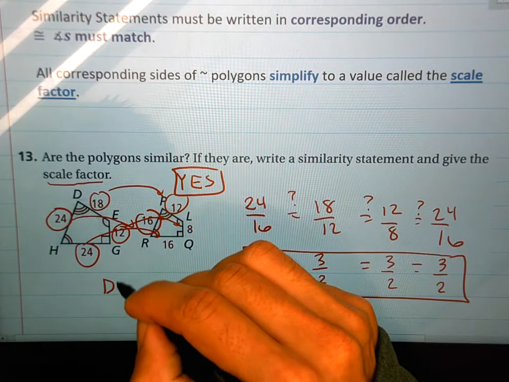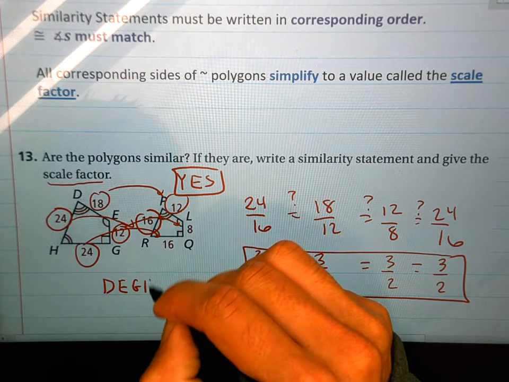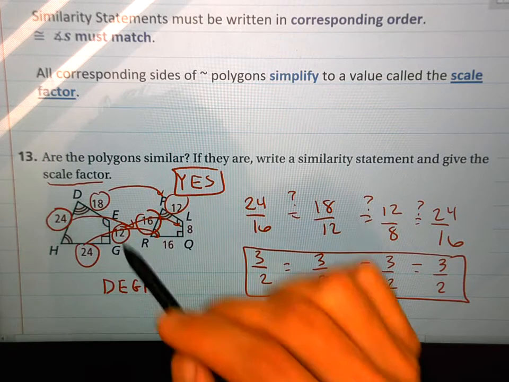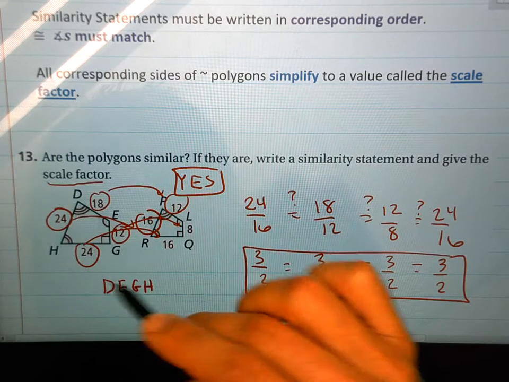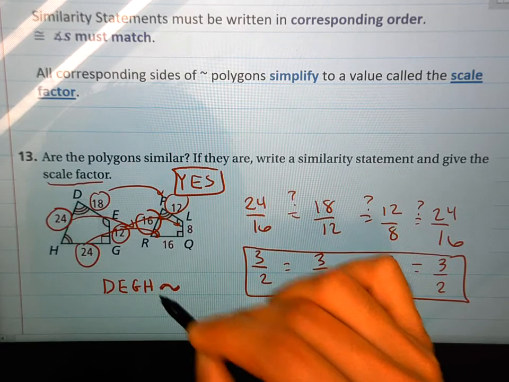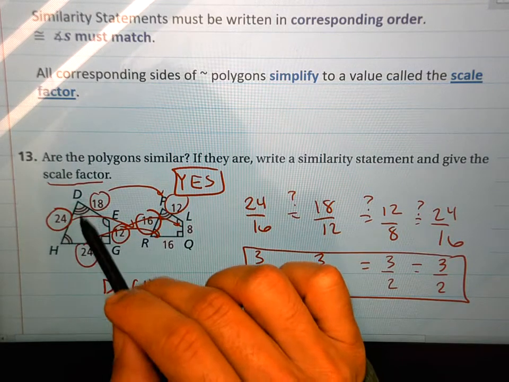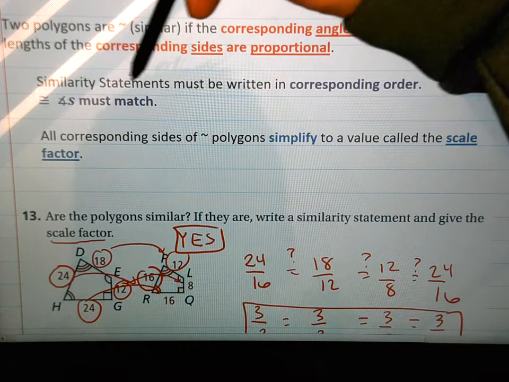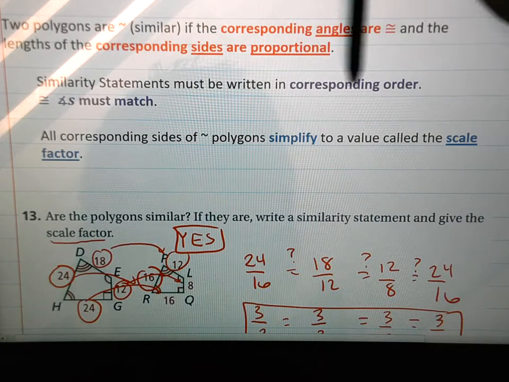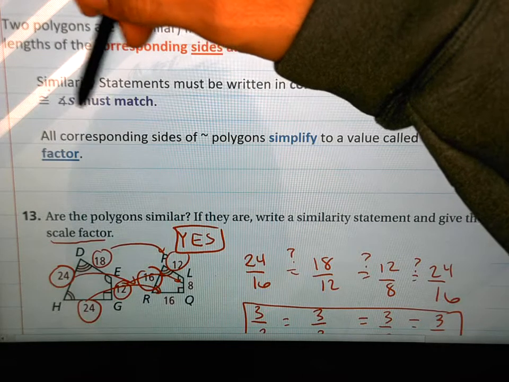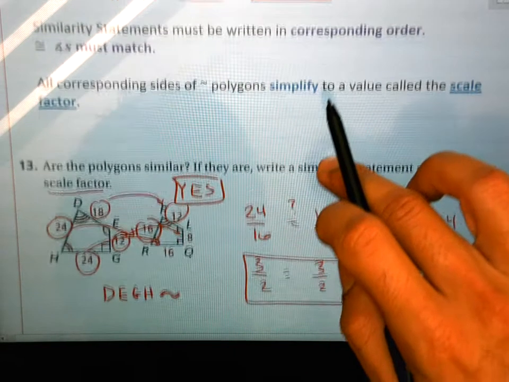D, E, G, H. We don't have a symbol for this quadrilateral, so we're just going to leave it like that. D, E, G, H is similar to, and now the D has to match. That's what we're talking about here. Similarity statements must be written in corresponding order, and the congruent angles must match. That's what I'm talking about.